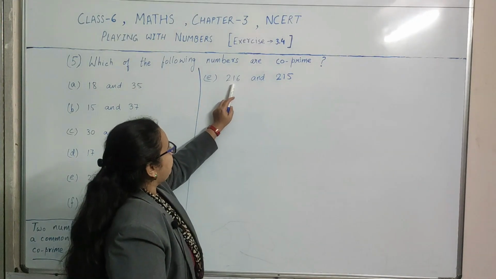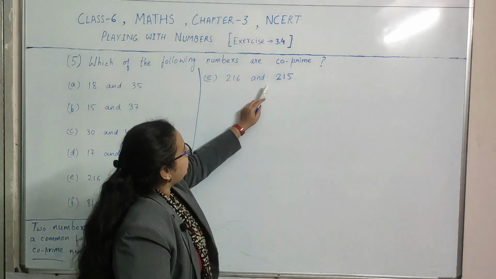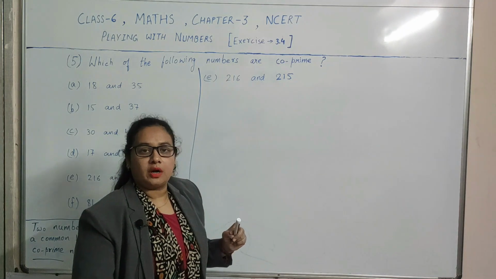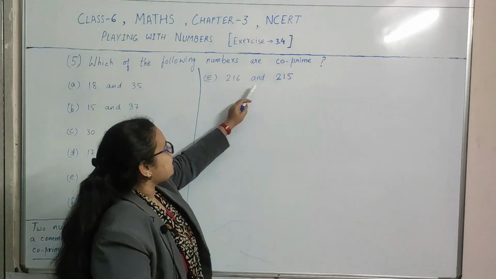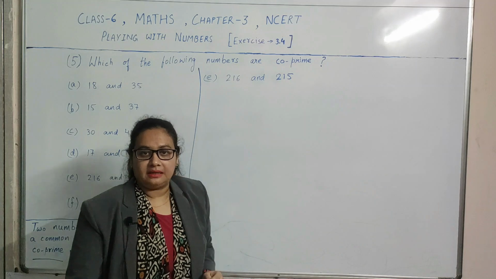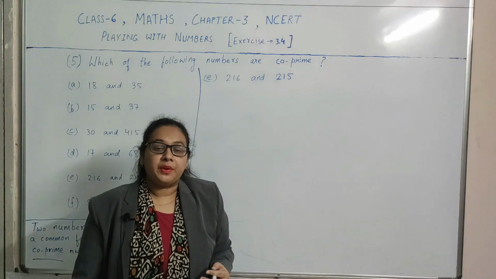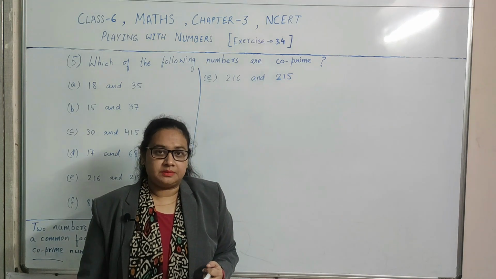Now let us do question number E. What are the numbers given? The numbers are 216 and 215. Whether these numbers are coprime or not. Yes, by just looking at the numbers, I can say that they are coprime. Why are they coprime? Because they are consecutive numbers.